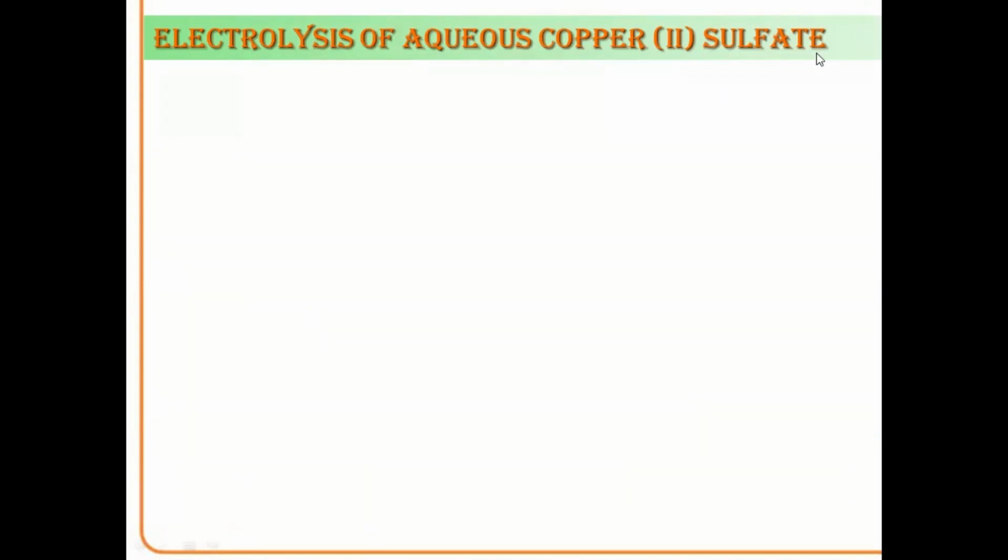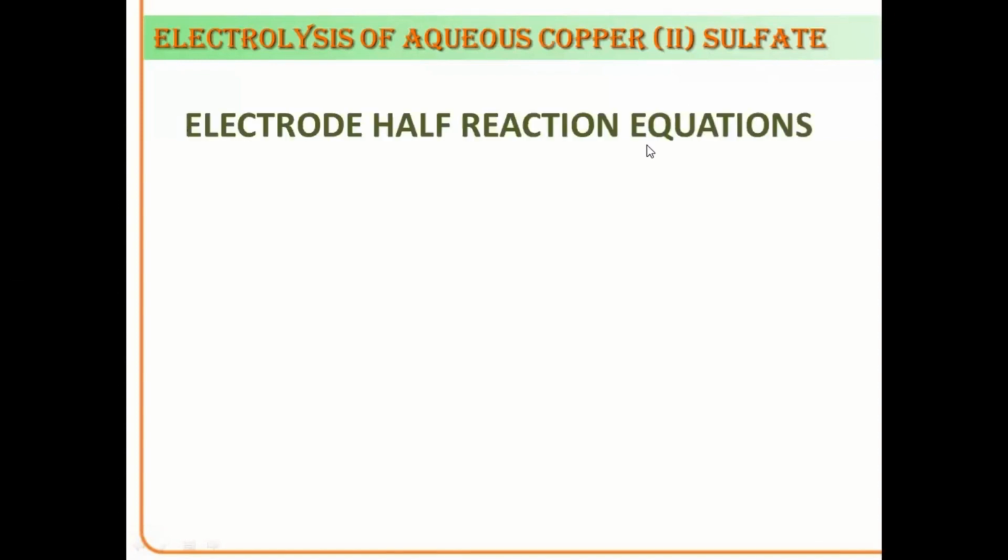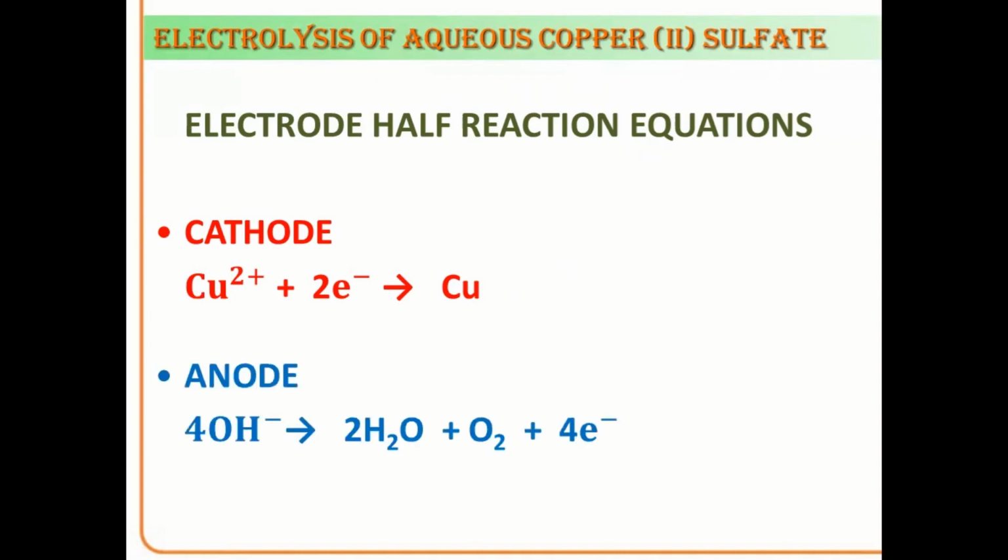Let's look at the electrode half reaction equations. Okay, so we start at the cathode. The copper 2 plus ions receive 2 electrons and form copper. You need to remember that this is a reduction reaction because electrons are gained. At the anode, the hydroxide ions will form water, oxygen, and lose 4 electrons. And this is an oxidation reaction.